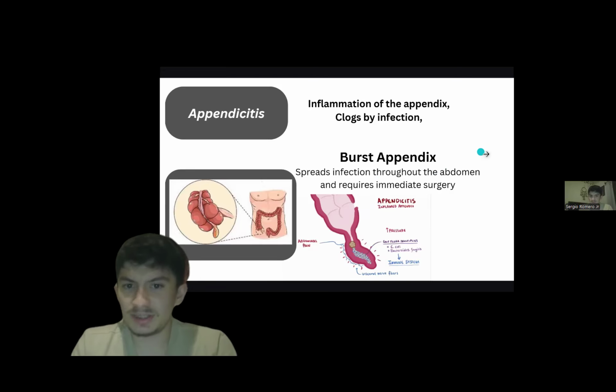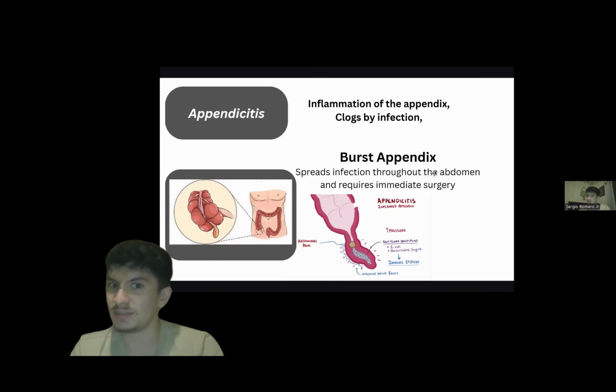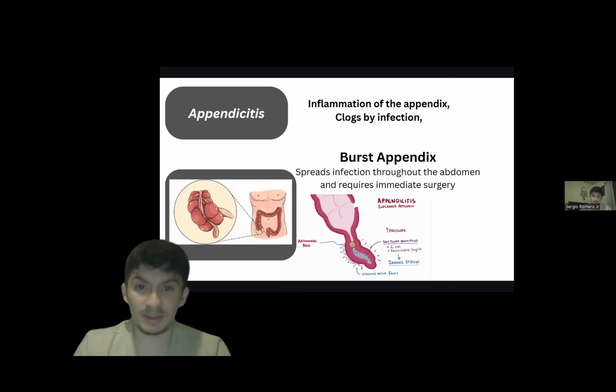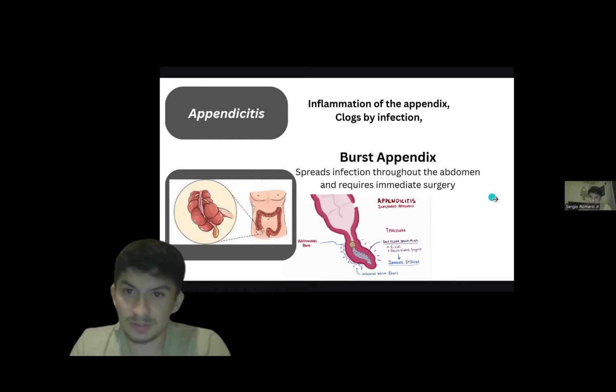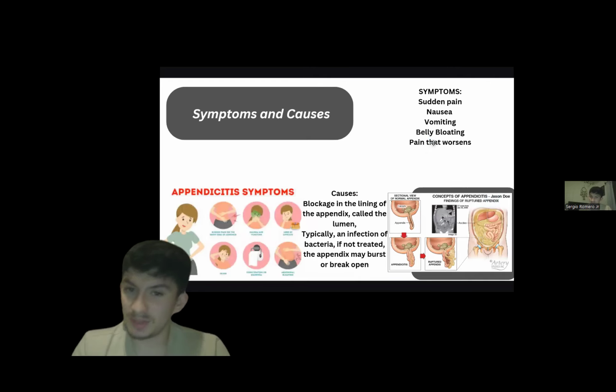Now, appendicitis can typically lead, if not treated in time, to the burst of the appendix, which unfortunately can be life threatening as the infection in the appendix can spread throughout the abdomen, and requires immediate surgery. Now, as previously mentioned, the cause of appendicitis is a blockage in the lining of the appendix called the lumen, and it's typically an infection or bacteria that produces much pus, and it just produces until the appendix explodes.